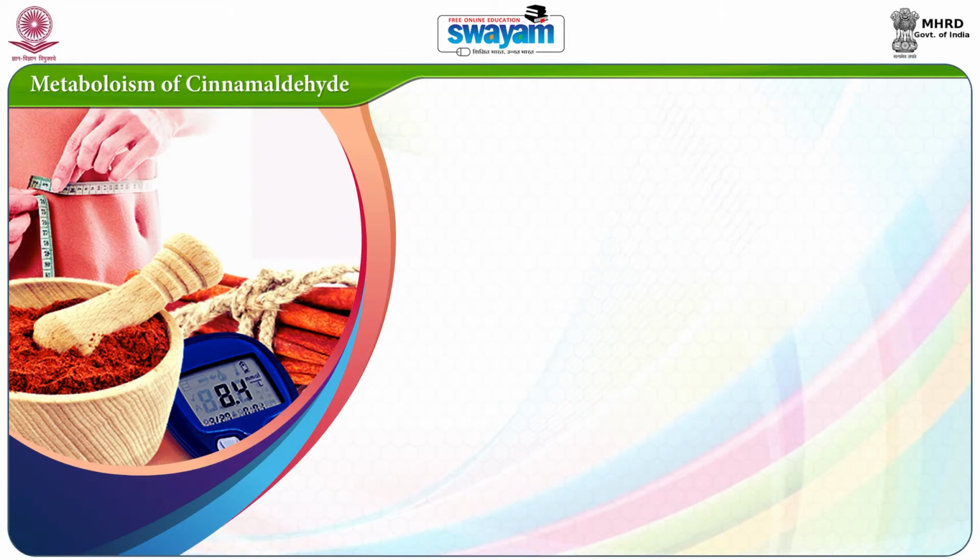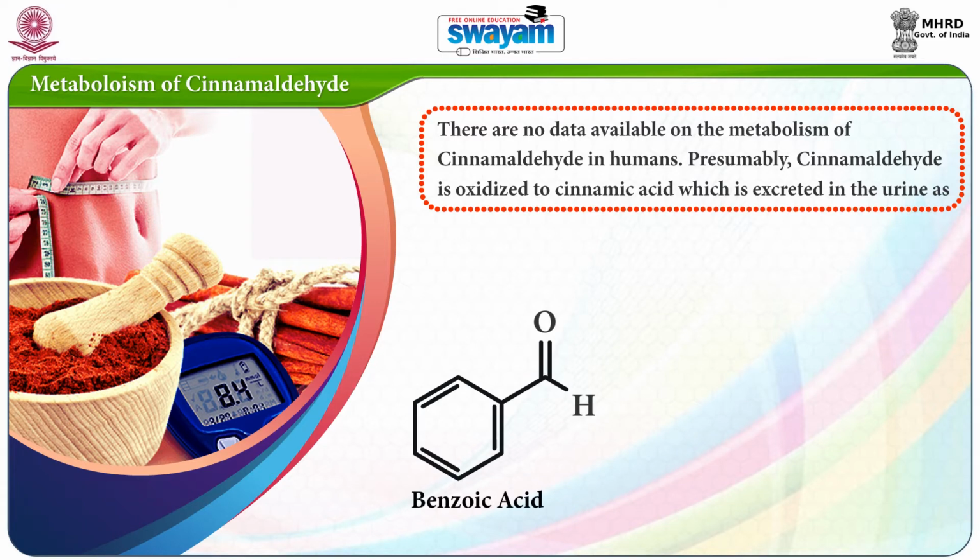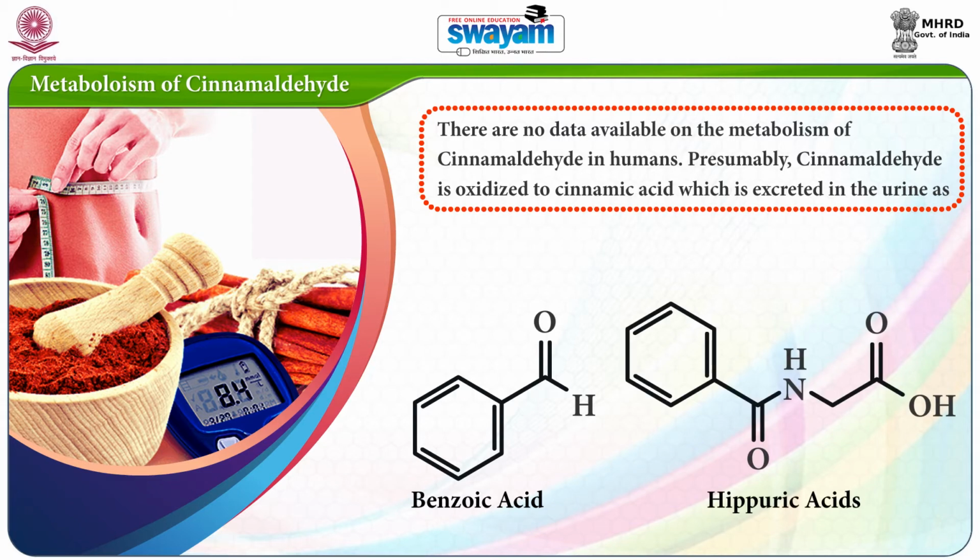The metabolism of cinnamaldehyde. There are no data available on metabolism of cinnamaldehyde in humans. Presumably, cinnamaldehyde is oxidized to cinnamic acid, which is excreted in urine as benzoic acid and hippuric acid.